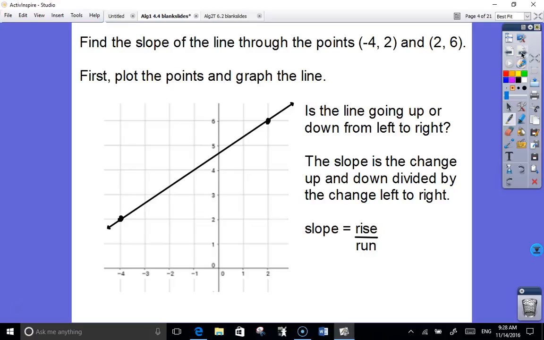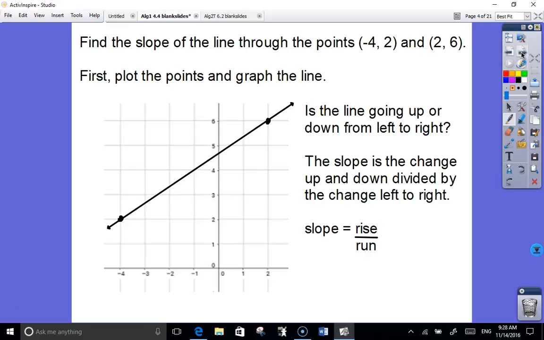So, find the slope of a line that goes through the points (-4, 2) and (2, 6). Right? So we know how to plot points. That was lesson 1. We connect them with a line because we know that 2 points uniquely determine the line. And now we have to come up with some kind of a measure of what it's doing. I mean, is it going up or down, first of all?